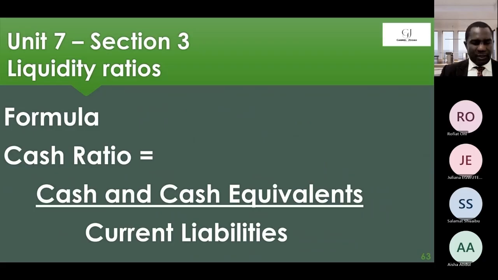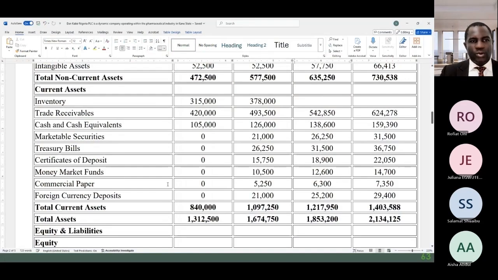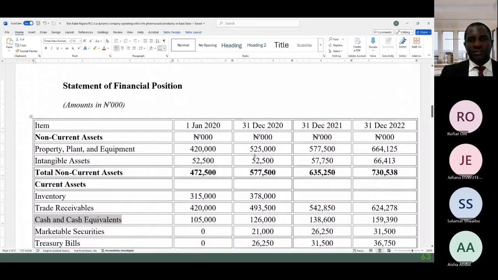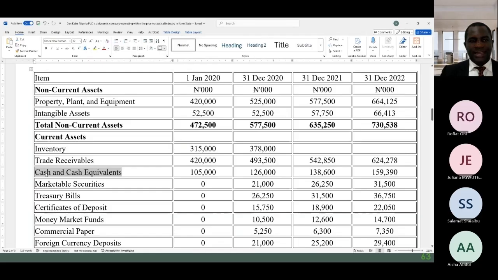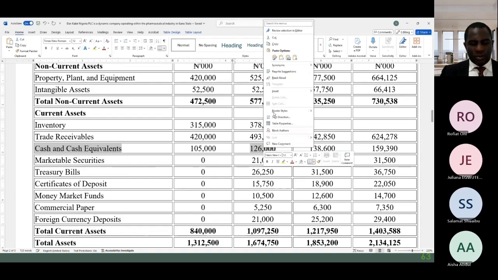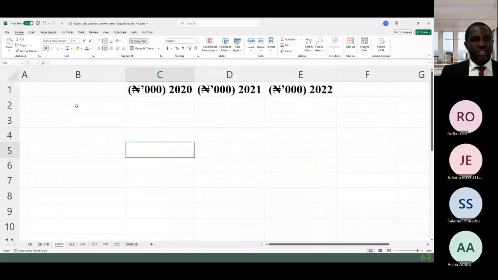Okay, so let's look at Ankabir again and calculate this ratio very, very quickly. So in the current asset section, now we are narrowing it down to only cash and cash equivalents. So don't forget we have 1st of January and 31st. So we're taking the end of the year. So I pick cash and cash equivalents. We have 126 million for the end of the year 2020. So I pick 126 million for the cash and cash equivalents only. Okay, so let me move to the next sheet.